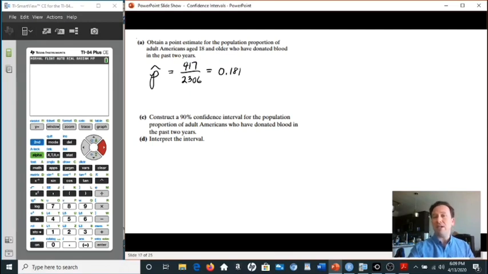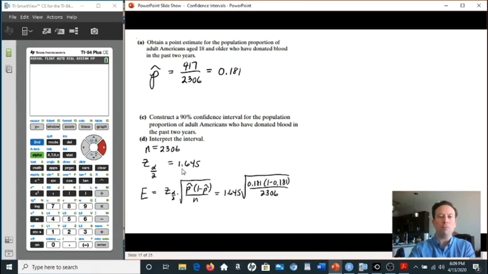Construct a 90% confidence interval for the population proportion. This is going to help us estimate the proportion of all Americans 18 and older who have donated blood in the last 2 years. First thing you need to note is that there's 2,306 people total. If you use the table on the last slide that I gave you, z sub alpha over 2 is 1.645 for 90% confidence. Make sure you look at 90% to get that value.